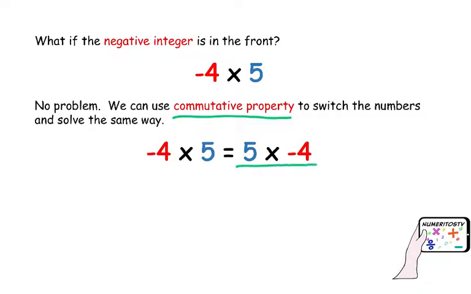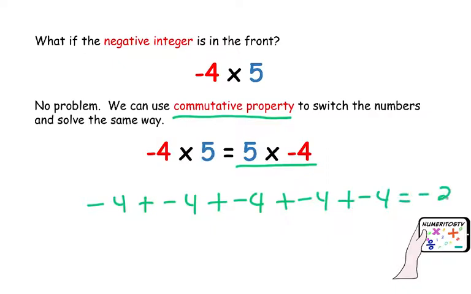5 times negative 4 means negative 4 plus negative 4 plus negative 4 plus negative 4 plus negative 4. So adding negative 4 5 times, the answer will be negative 20. We're adding negative, so my answer is negative.